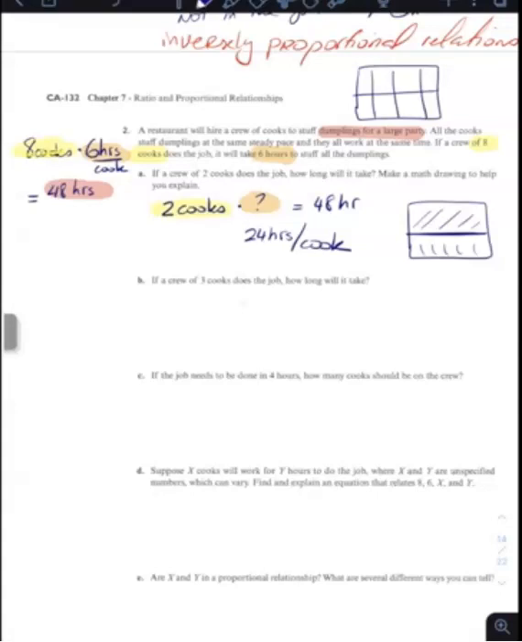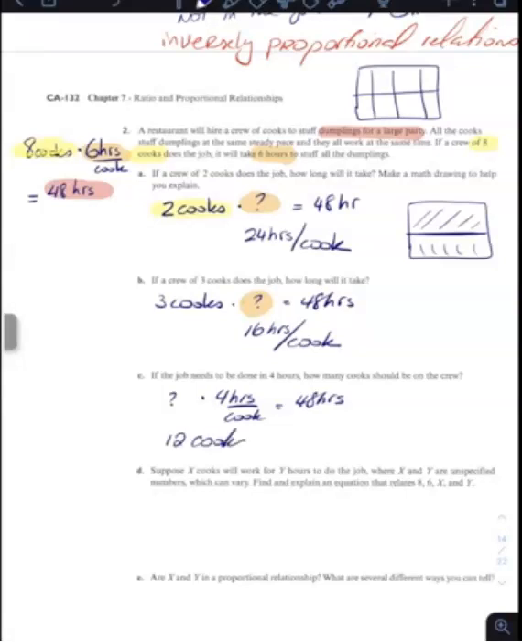If a crew of 3 cooks does the job, how long will it take? 3 cooks times, don't know, 48 hours. So 16 hours per cook. And then if the job needs to be done in 4 hours, how many cooks? So if I don't know how many cooks, but I only have 4 hours per cook to get a 48-hour job, right, we would need 12 cooks.